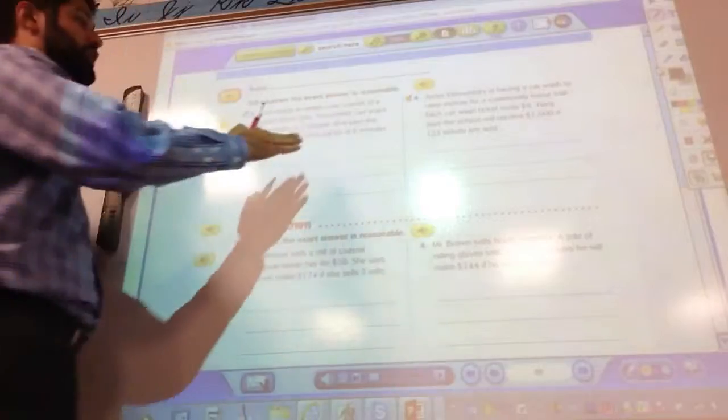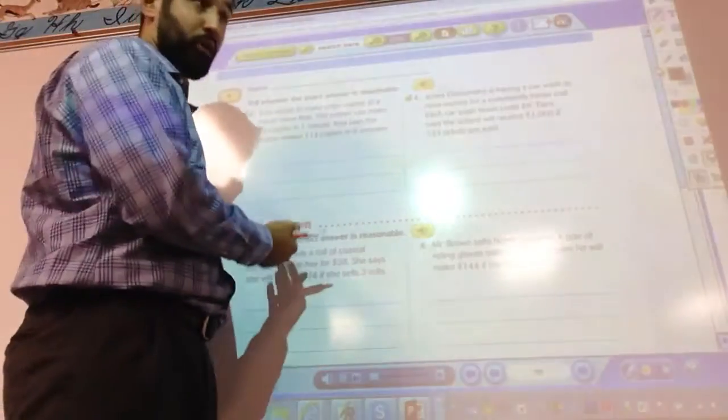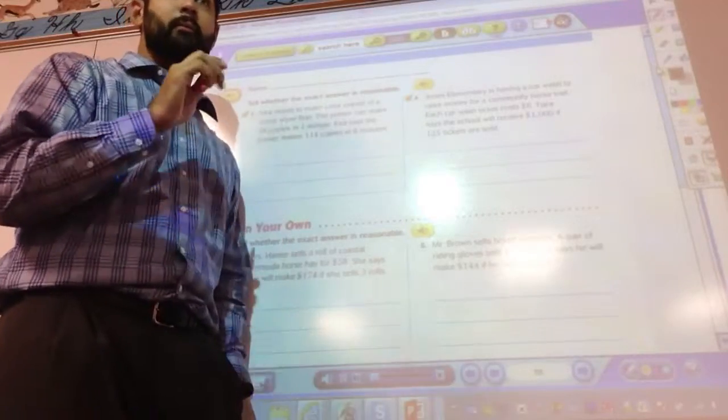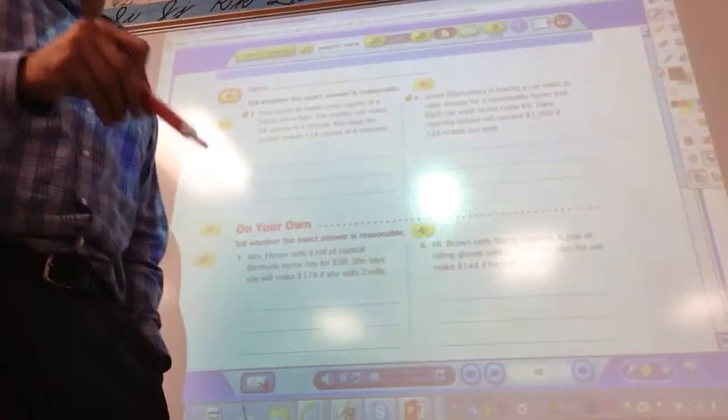Kira needs to make color copies of a horse show flyer. Now, I know a lot of you can't see this. I'm pretty sure it's going to be hard to read on the internet, all over the computer, but you have it on your page, which is the most important thing. You should just follow along to reading.